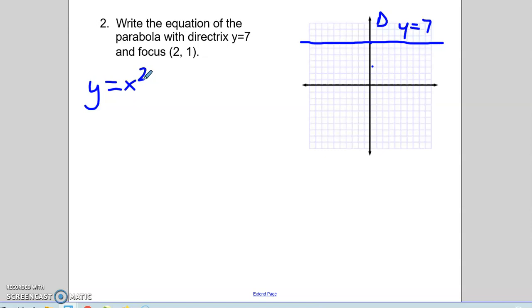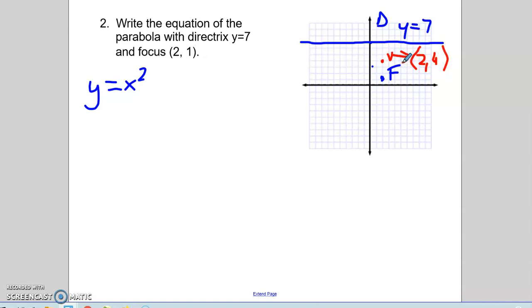So the focus here is 2, 1. So I go 2, 1, so that's over here, and that's my focus. Now if I go straight up and down from the focus to the directrix, then halfway between those is my vertex. That's a really important thing to find as well. I can do this graphically, but you would use the midpoint if you wanted to do it using some algebra. So that is at 2, 4, my vertex.